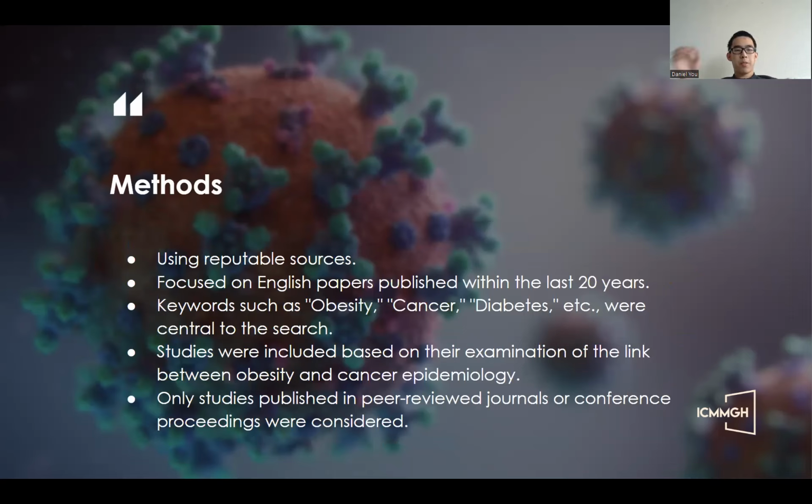So here are the methods I used for the review paper. I used reputable sources such as Google Scholar, NCBI, CDC, WHO, and NIH. The research focused on English papers published within the last 20 years. Keywords such as obesity, cancer, and diabetes were centered in the search. Studies were included based on their examination of the link between obesity and cancer epidemiology. Only studies published in peer-reviewed journals or conference proceedings were considered.